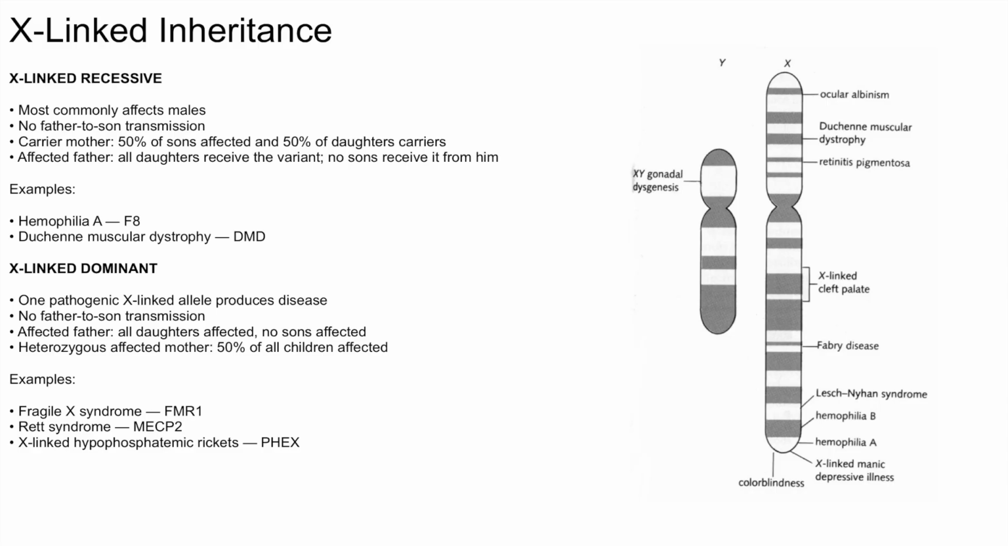In X-linked dominant disease, an affected father has all affected daughters and no affected sons, while heterozygous mothers have a 50% risk for every child. Hemophilia A and Duchenne's muscular dystrophy are classic recessive examples. One nuance, Fragile X has a complex repeat expansion pattern and does not behave like a simple X-linked dominant disorder.